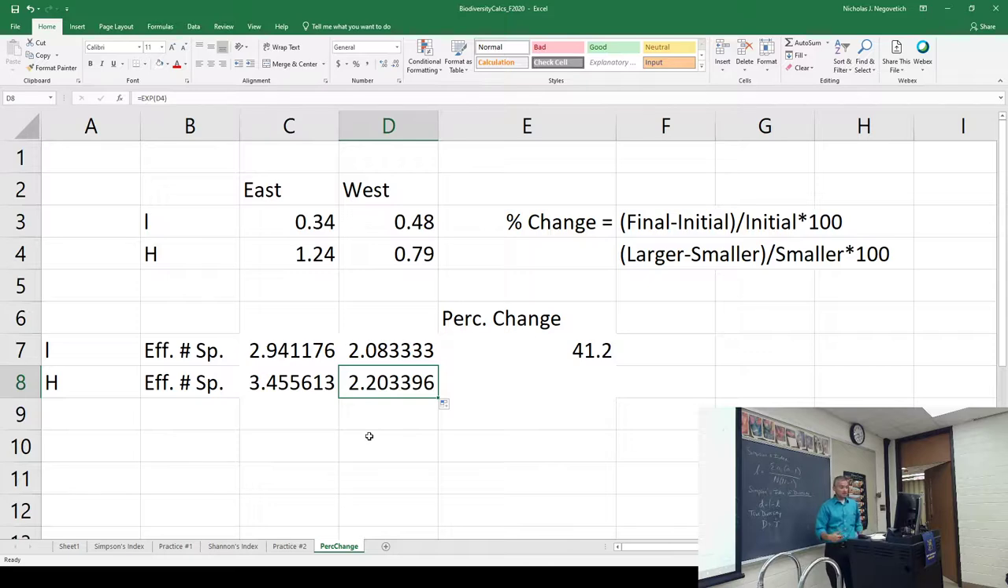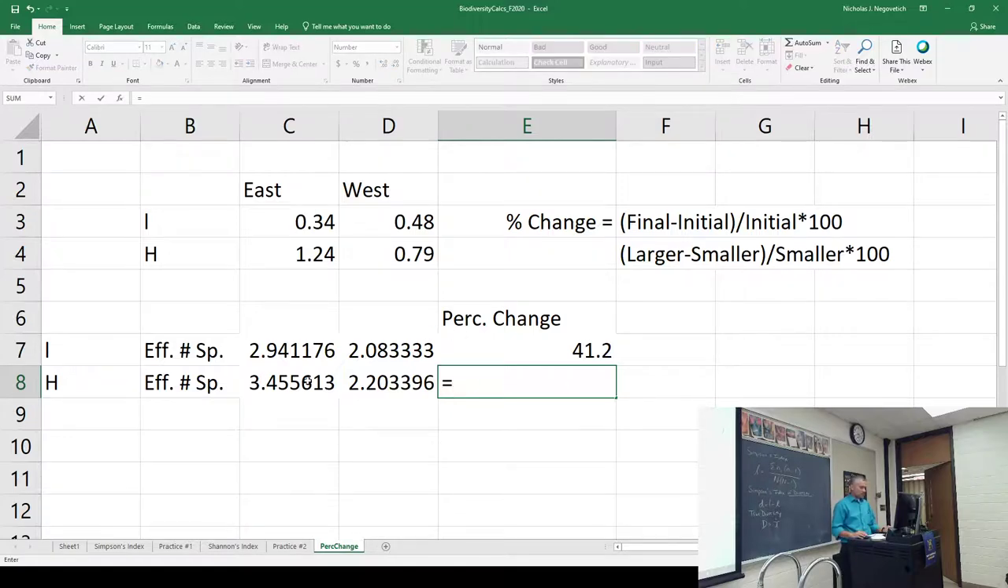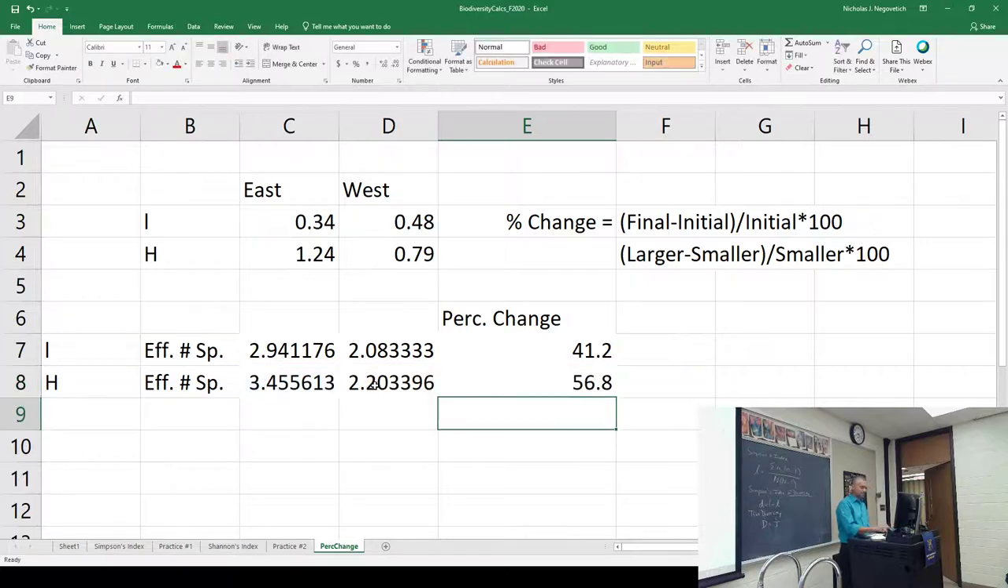Does it make sense? Yes, again. Again, we said east is more diverse, so we expect it to have a larger effective number of species. What's our percentage change? Our larger minus smaller divided by our smaller value times 100, 56.8. So according to Shannon's index, the east quad is 56.8% more diverse than the west quad.